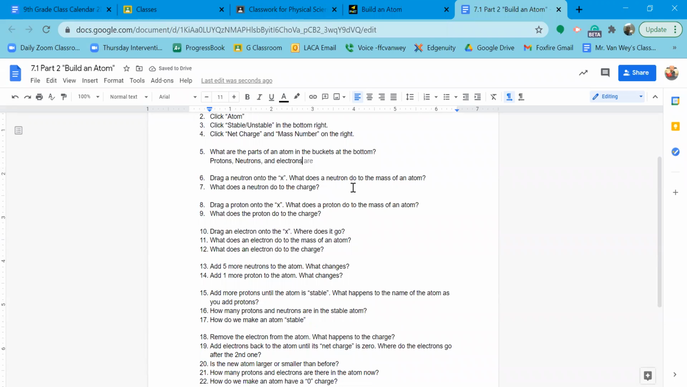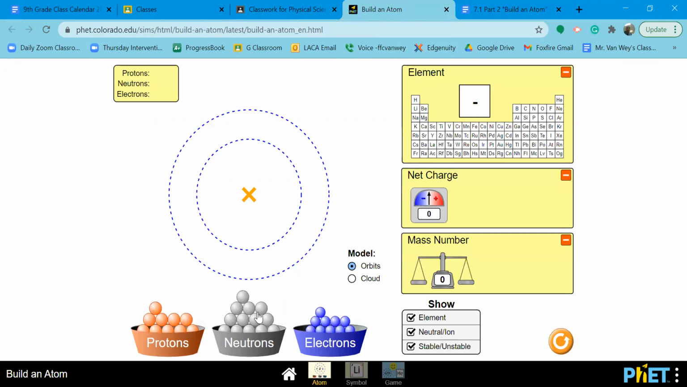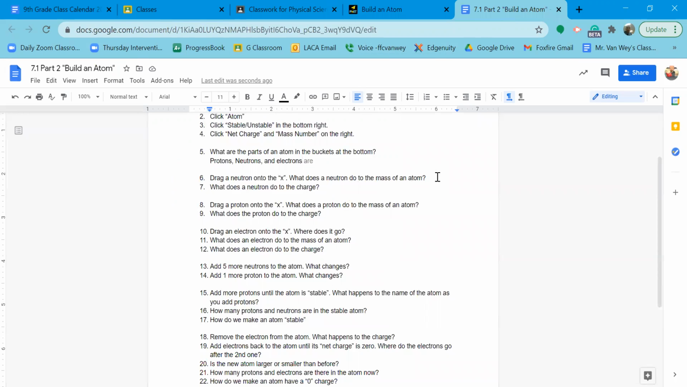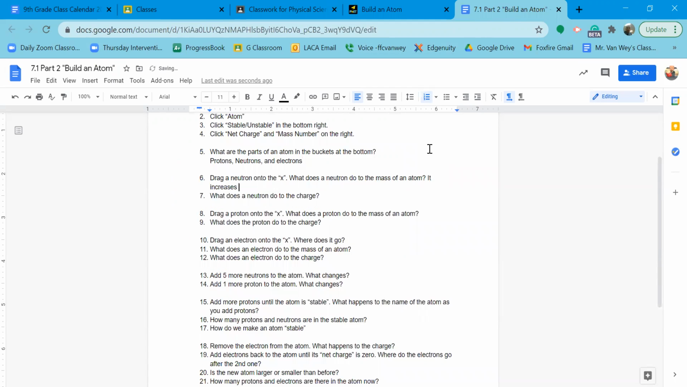Number 6 says, drag a neutron onto the X and answer, what does a neutron do to the mass of an atom? So we're going to drag a neutron onto the X here. And look, we see that the mass goes up. The mass goes to 1. Increases the mass.